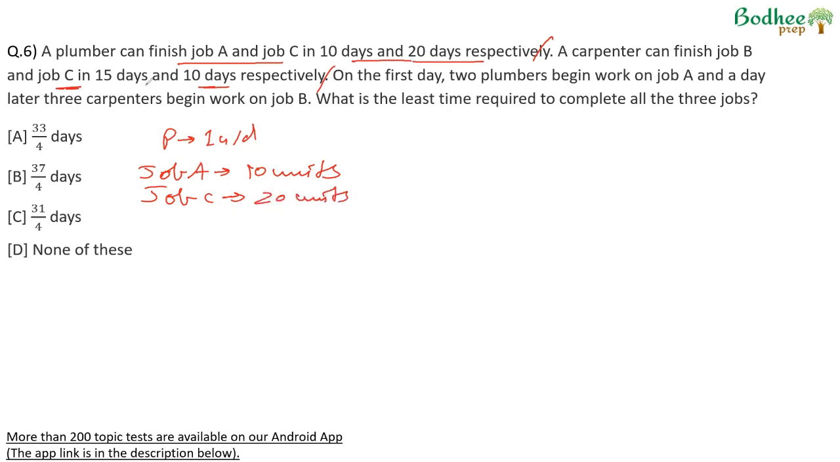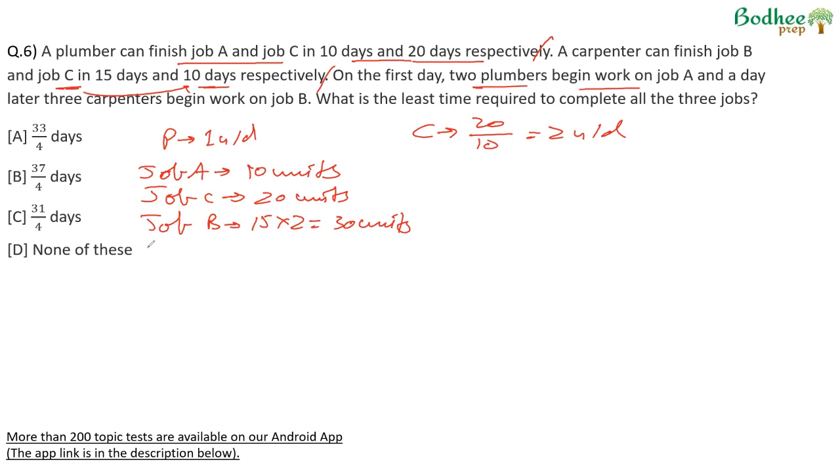Now, this job C is done by the carpenter in 10 days. So we can say that the carpenter does 20 units in 10 days. So the carpenter does 2 units per day. And when the carpenter works on job B, it requires 15 days to finish. So 15 days, 2 units per day, which is 30 units is what is required for job B. On the first day, two plumbers begin work. And a day later, three carpenters begin work on job B. What is the least time required to complete all the three jobs?